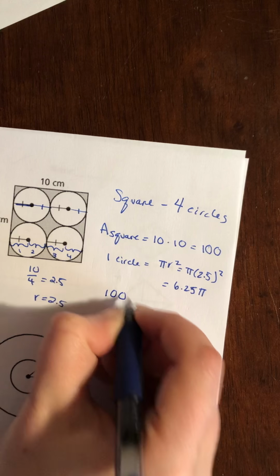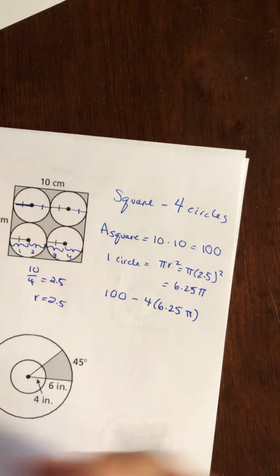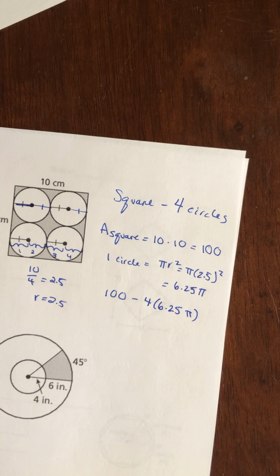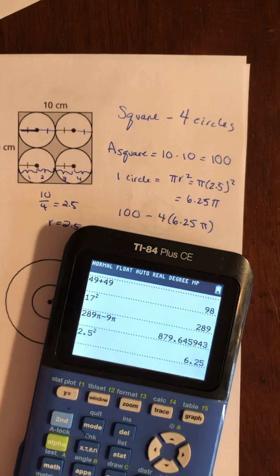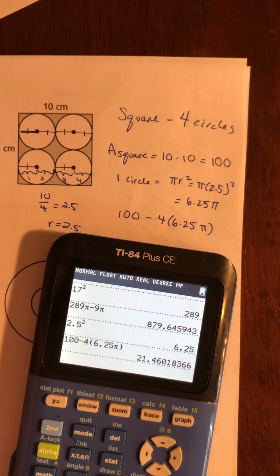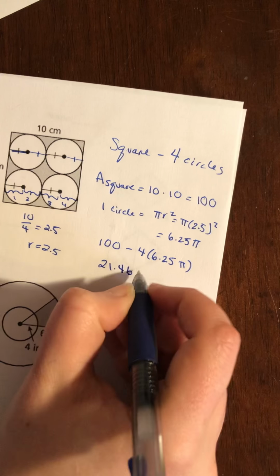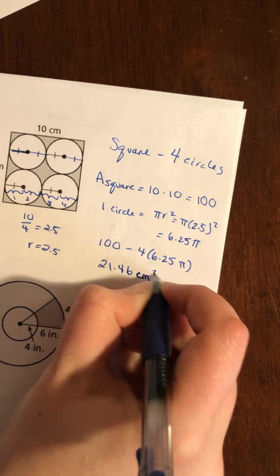So I have 100 minus 4 times 6.25 pi. You can do the pi early on and keep writing out decimals, but you want to make sure you're writing enough decimals so at the end you're not far off from all the rounding. So 100 minus 4 times 6.25 pi, and that gives me 21.46. And this time it's centimeters, so it's going to be centimeters squared.